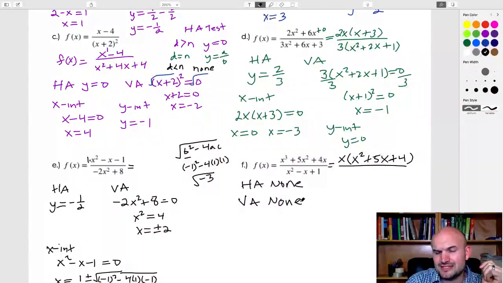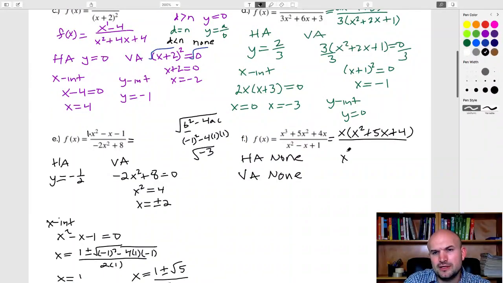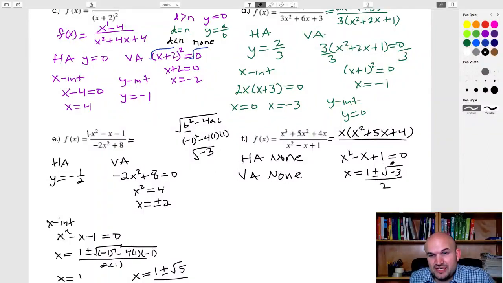Vertical asymptotes is also none. Why are there no vertical asymptotes? Because when I set my denominator equal to 0, which I didn't show my work, x squared minus x plus 1 is equal to 0. When I do the quadratic formula, x is equal to 1 plus or minus the square root of -3, divided by 2. So therefore, you can see it's not going to be in the real number system. So there's no vertical asymptotes.